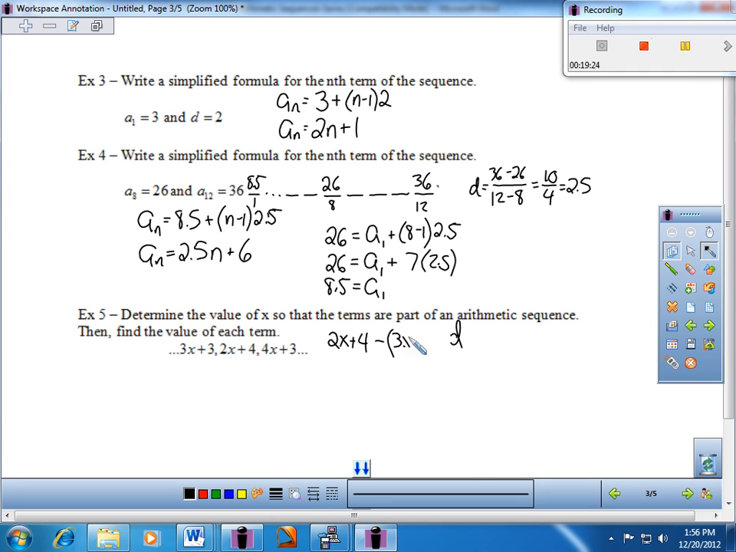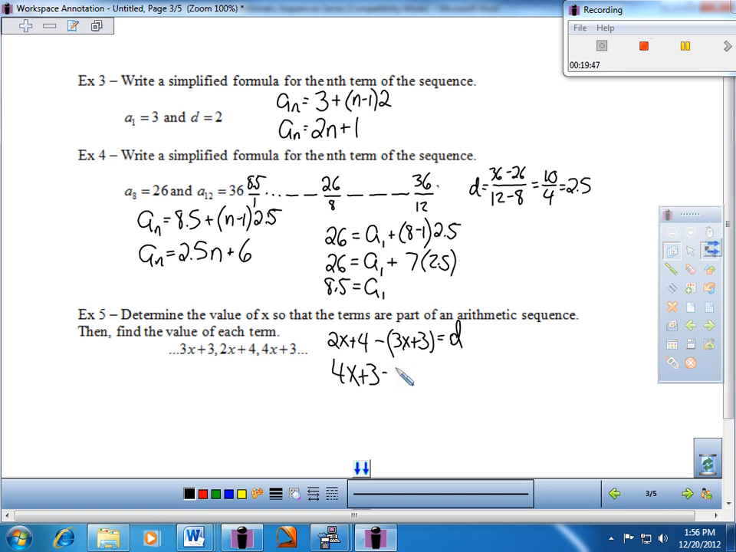So this would be a 3x plus 3. There we go. Okay, so this minus this, that's our difference. Well, it looks like I have one equation here with 2 variables. That's not good. But I look at the information and I think about this. This minus this also is that common difference.